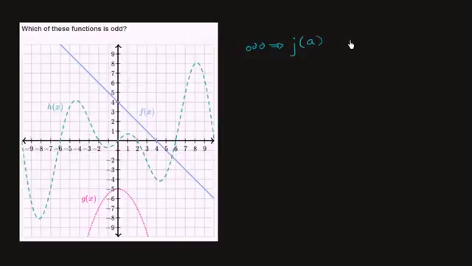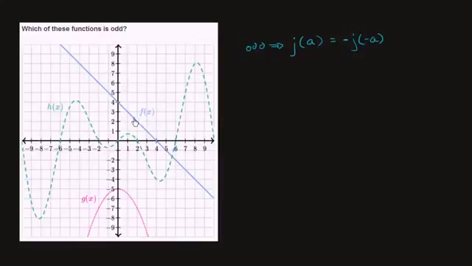if you evaluate that j at the negative of that value, and if these two things are the negative of each other, then my function is odd. If these two things were the same, if you didn't have this negative here, then it would be an even function. So let's see which of these meet the criteria of being odd.